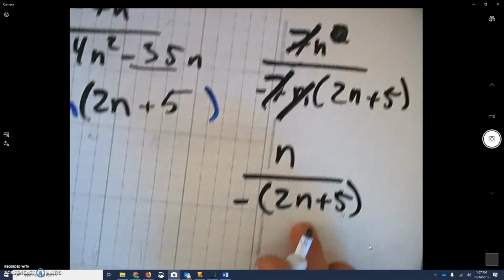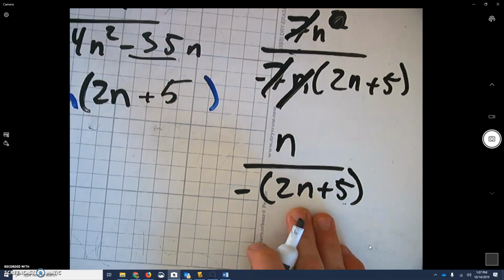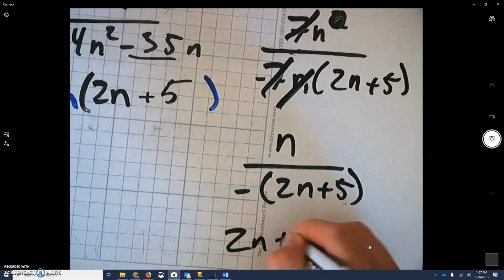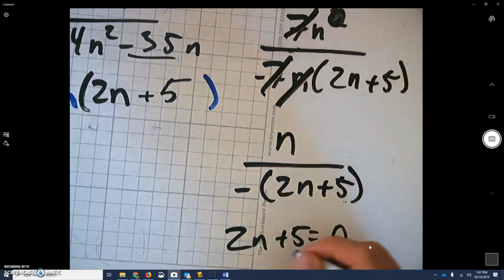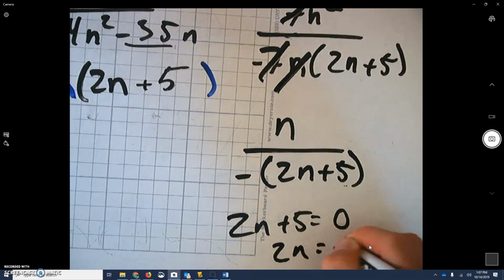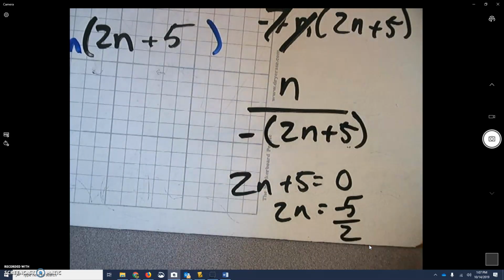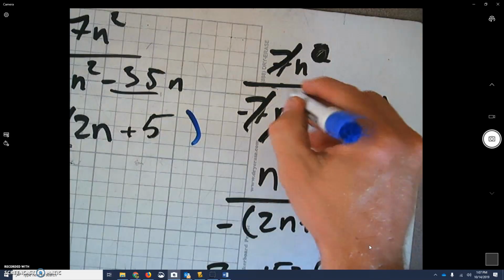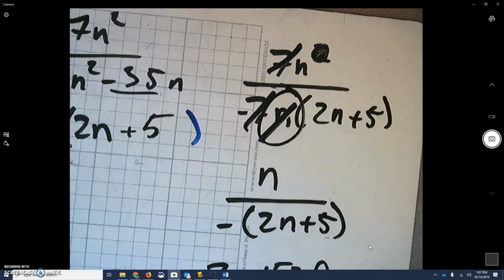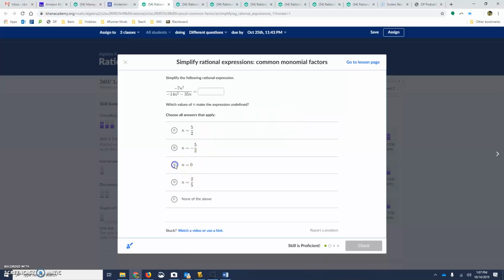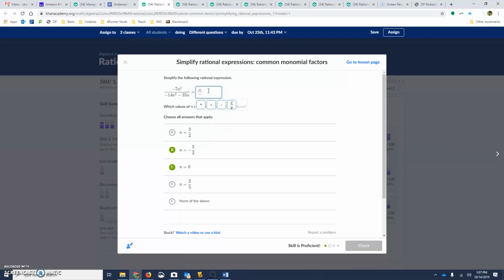Now, what number cannot be put into here? Well, let's solve 2n plus 5 equals 0. We subtract 5, we get 2n equals negative 5, and we divide by 2. So n cannot equal negative 5 halves, as well as 0. Don't forget that original 0 from the first part of the question that we canceled out. So 0 and negative 5 halves. And the answer is going to be n divided by negative 2n plus 5.